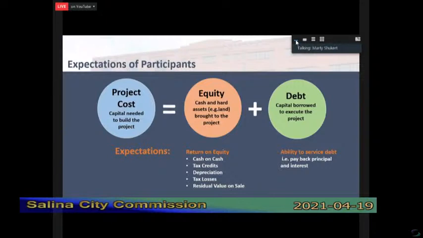So they may have a cash-on-cash expectation. In other words, I'm putting my cash into a project. I expect a 6 or 7 or 8% return on my investment on an annual basis, generated out of cash revenues. That's kind of the simplest and, in the world of real estate, not necessarily the most common method of return, but it's there. Tax credits we've already talked about.